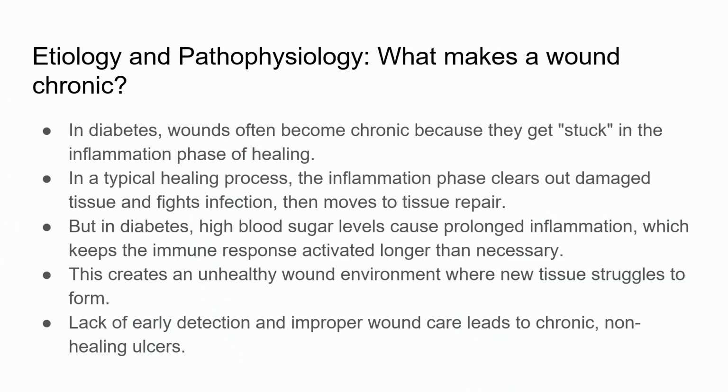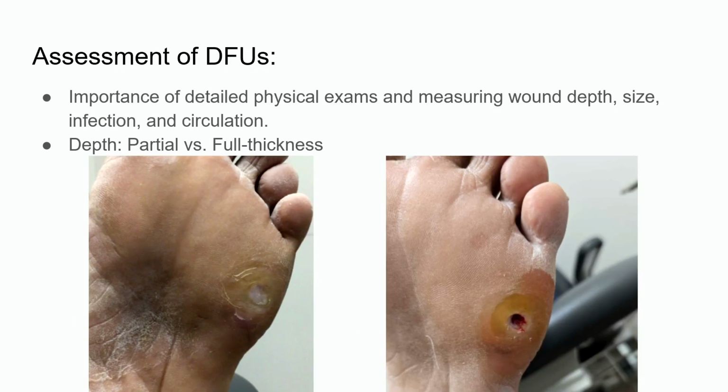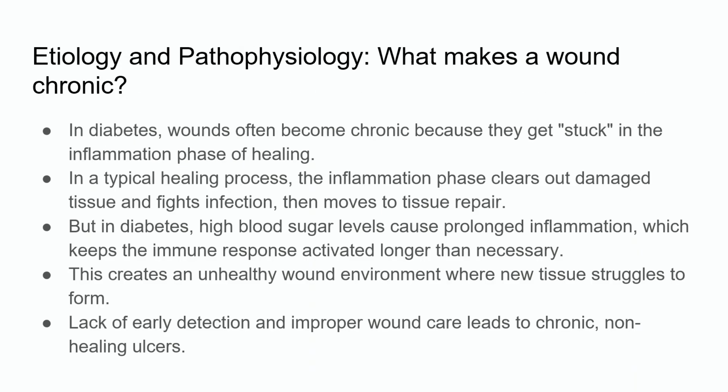So what makes a wound chronic? In diabetes, wounds often become chronic because they get stuck in the inflammation phase of healing. We talk about the phases of wound healing, and we've been talking about inflammation all day long. They get stuck in the inflammatory phase of healing, and they just can't move past it. That chronic high blood sugar causes them to remain inflamed, and they can't move on.